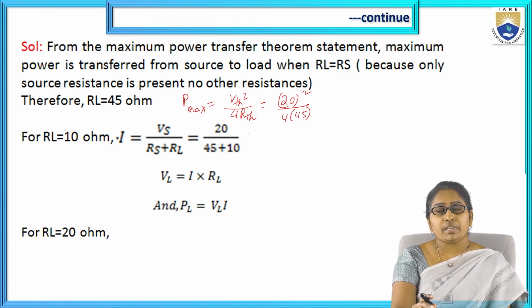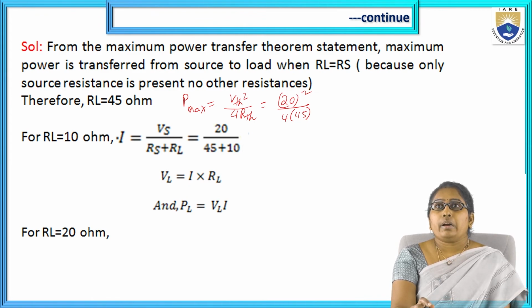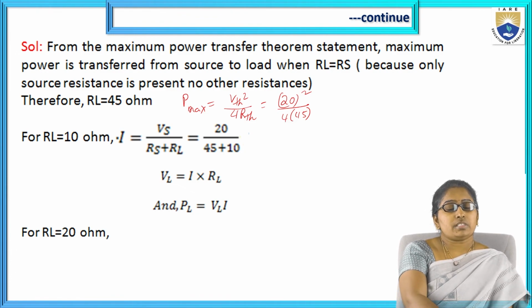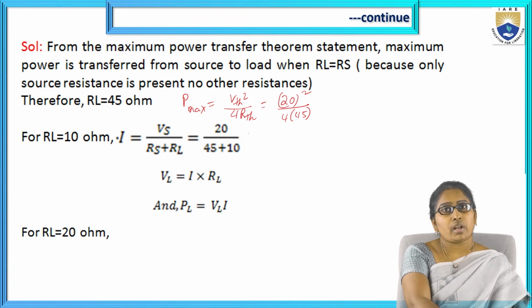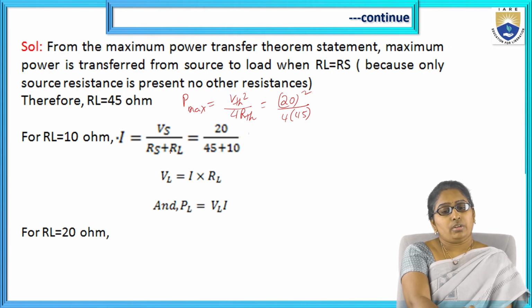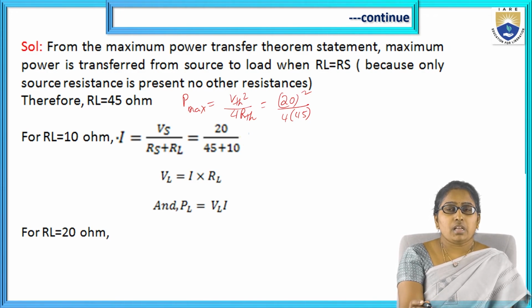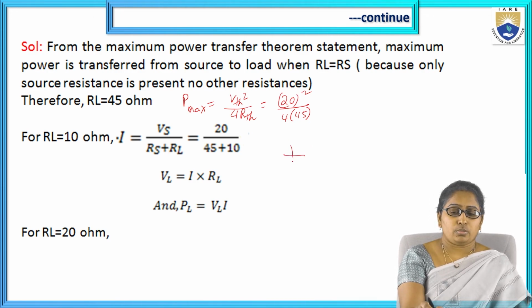So that means for each value of RL, calculate the current in the circuit and also the voltage drops. Now, look here. First, for RL value 10 ohms, I calculated the current in the circuit. Vs by RTH plus RL, right? So for RL is equal to 10 and RS is equal to 45.